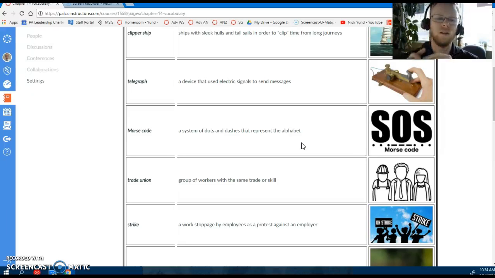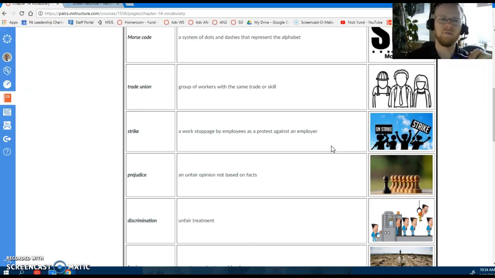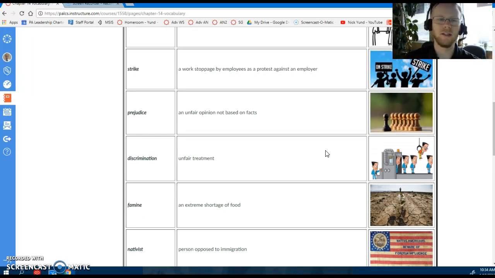Alright, trade union. A group of workers with the same trade or skill usually work together, like blacksmiths, gunsmiths, shoemakers, stuff like that. Strike, a work stoppage by employees as a protest against an employer. Interesting. Prejudice. We know what prejudice is. An unfair opinion not based on facts. You might not like someone because they're from somewhere or they look a certain way. Discrimination is unfair treatment, usually as a result of prejudice.